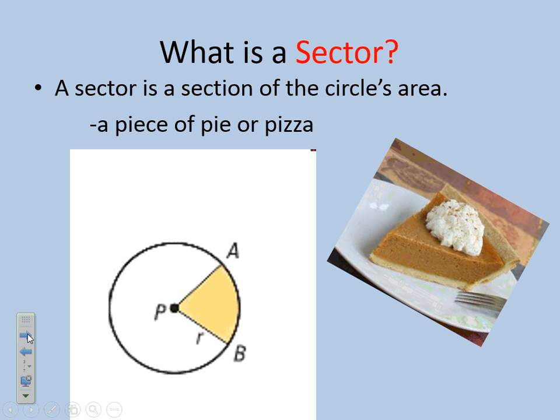Now, you might be asking yourself, what is a sector? A sector, this needs to go in your notes, by the way, ladies and gentlemen. A sector is a section of a circle's area. So it's like a piece of pie or a pizza. It's a piece of the whole circle. So right here, A, P, B, this is my piece of my circle that I'm going to find the area for. So I need all of it on the inside too.